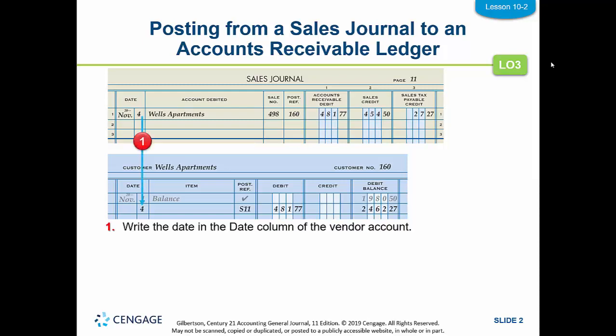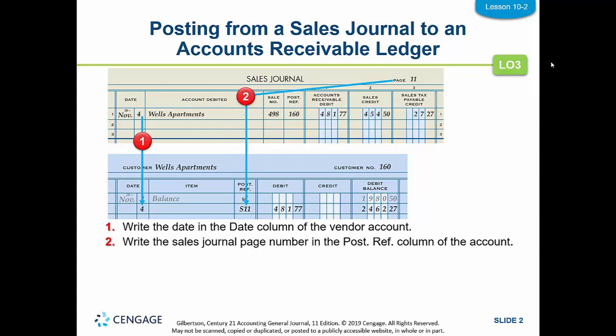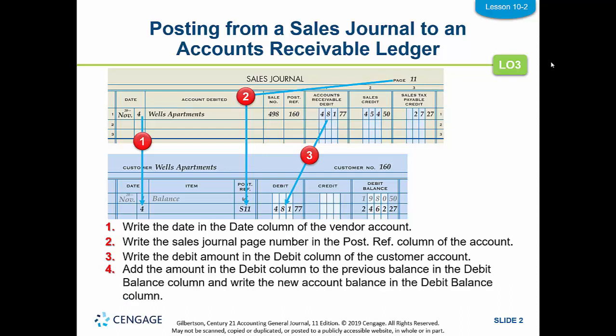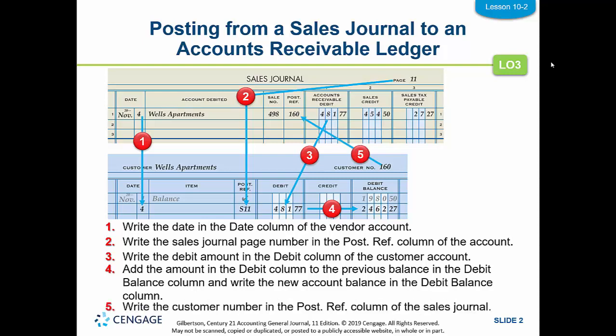So the first thing we do is get our date. Then we'll go ahead and get our post reference. So we're using Sales Journal 11. We can't just do 11 because if we put just the number 11 down, we don't know what journal it came from. So the S is going to stand for a sales journal. Take the amount from our accounts receivable column, put that into our debit amount, and then it had a previous balance, so I'm going to go ahead and calculate my new balance. 2 debits you add, 2 credits you add, a debit and a credit you subtract. So we have our new balance for Wells Apartments of $2,462.27. Last step, customer number goes back up on our sales journal.